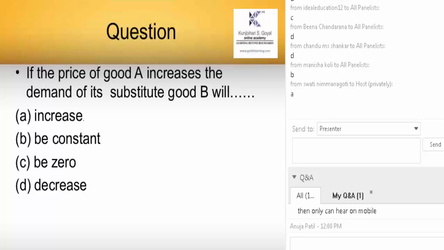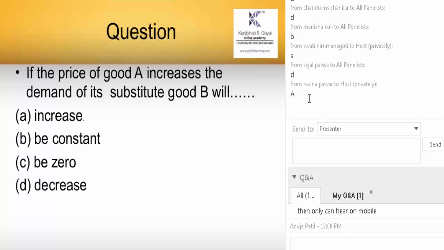Correct answer is option A. कैसे A होगा? देखिए, whenever two commodities are substitute of each other, the cross elasticity will always be positive.